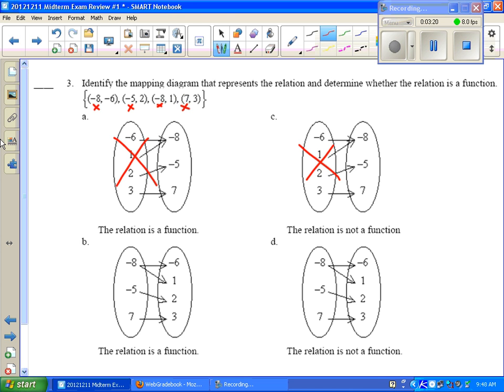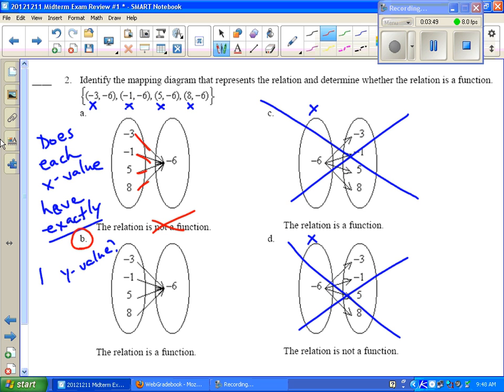You ask yourself the same question as number 2. Remember these are your x values. Does every x value have exactly one y value? As you look at the first one, 8 has two y values, negative 6 and 1. Same thing for the other, remember, they're mapped out the same way: negative 6 and 1. That makes it not a function. Therefore, number 3's answer is D, not a function.